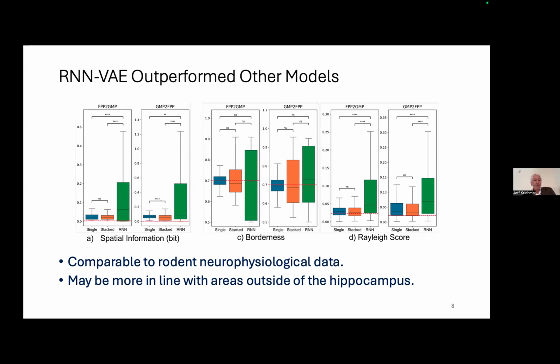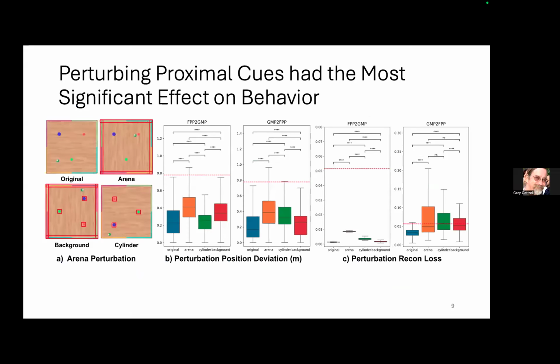And then we thought, well, one other thing we didn't do before was perturb the environment. So we could rotate the arena. We could rotate the background. Or if you noticed in that video, there were these cylinders. So there were 3 cylinders. So we could rotate the cylinders, keeping everything else in place. And the arena and cylinder would be proximal cues, and the background would be a more distal cue. And we found out that the proximal cues had the most effect.